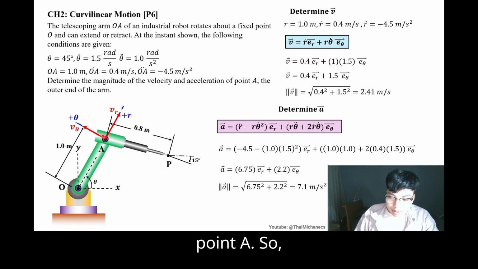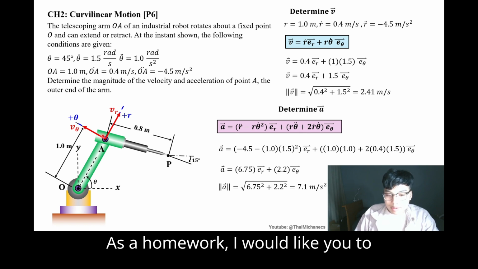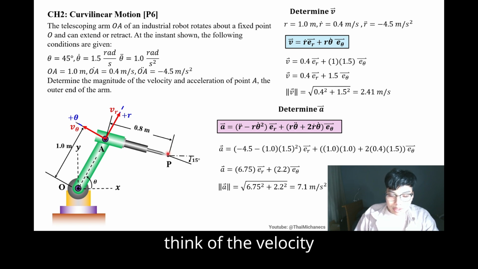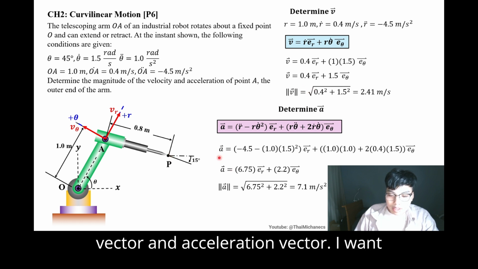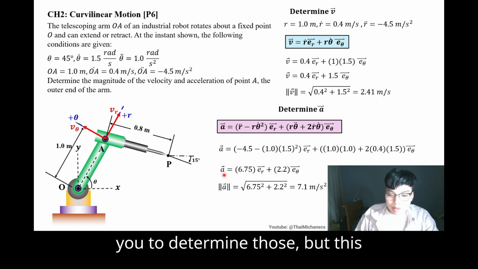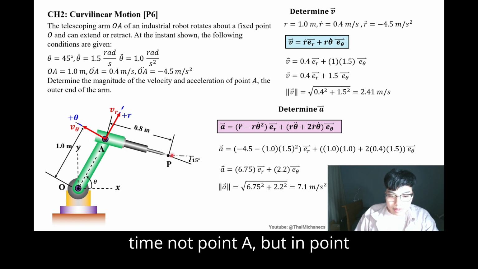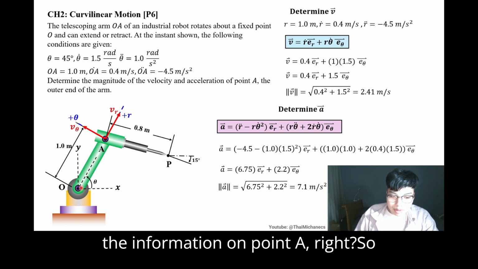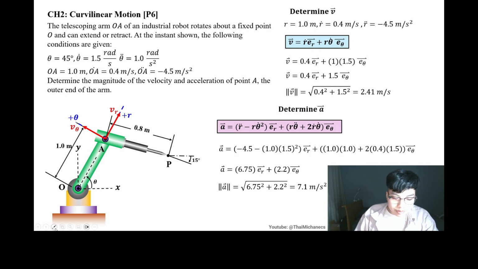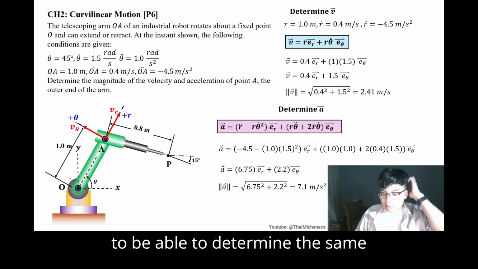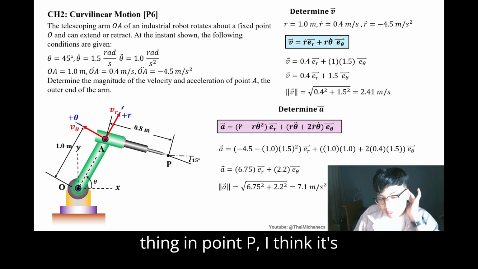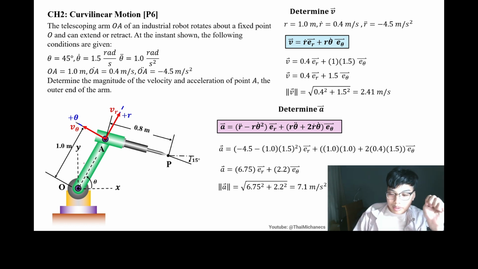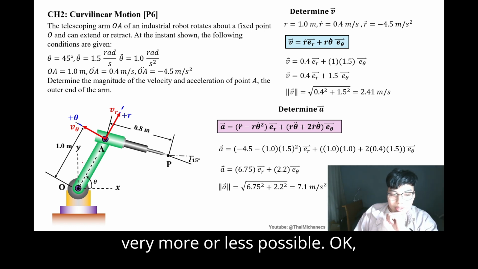As homework, I would like you to think of the velocity vector and acceleration vector. I want you to determine those, but this time not at point A but at point P. We already know the information on point A, right? So to be able to determine the same thing at point P, I think it's more or less possible.